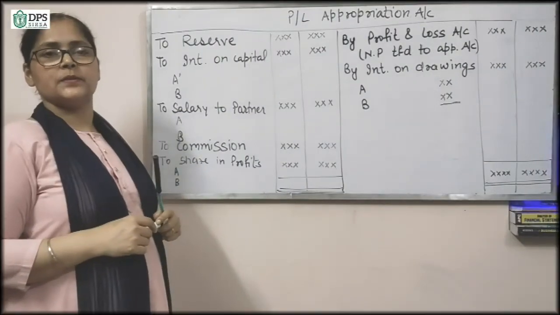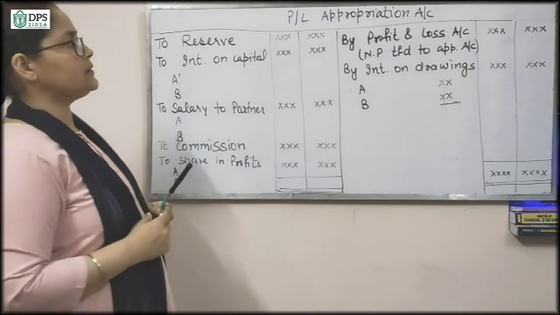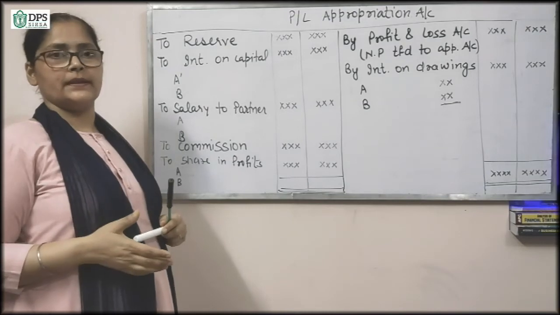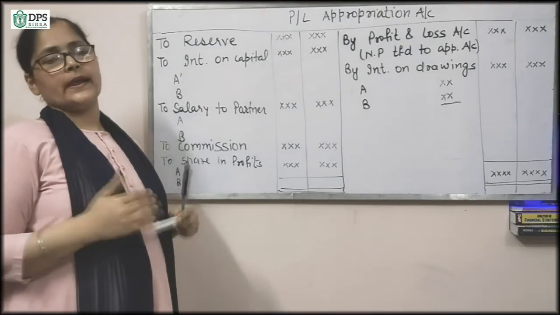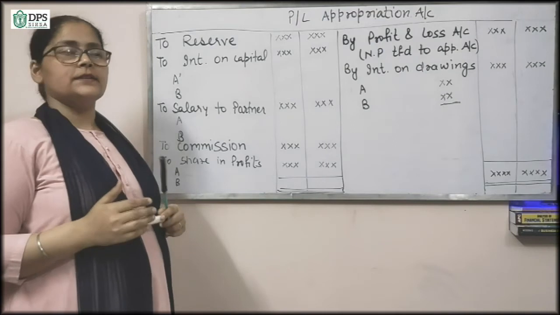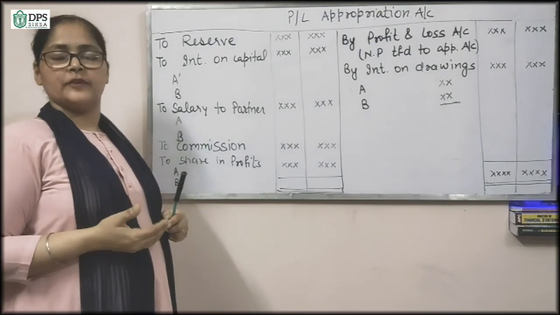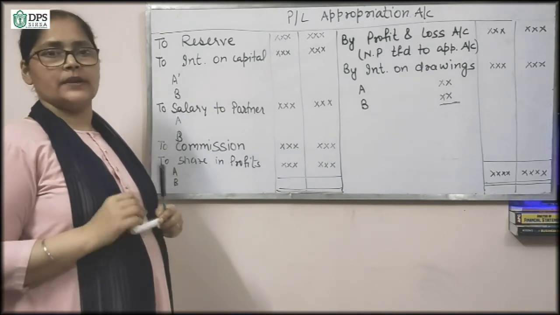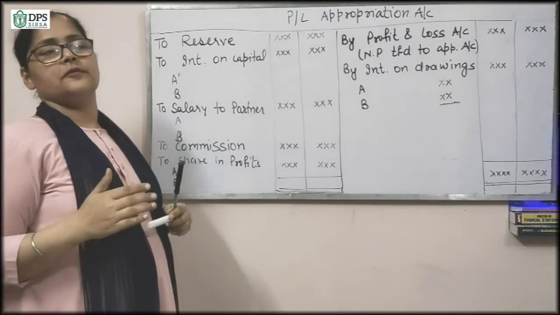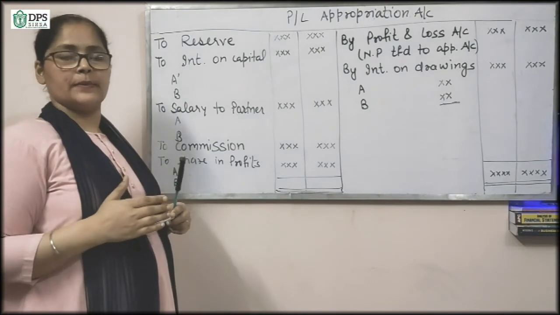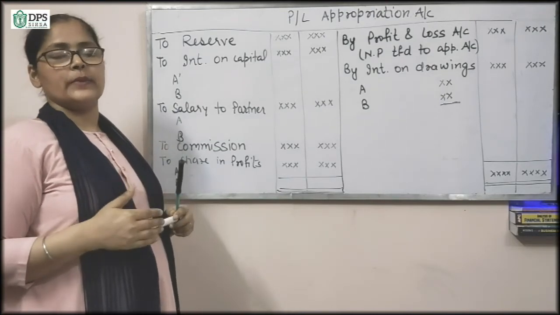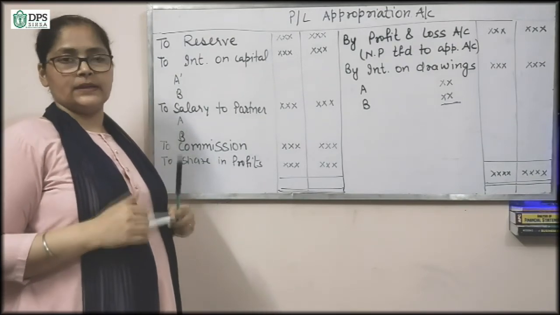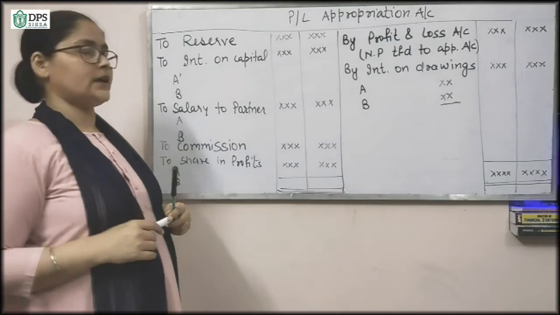One thing remaining to tell you is that whenever there is a fixed capital account, two accounts are maintained, that is the capital account and the current account. When there is a case of fluctuating capital, then only the partners' capital account is maintained. So in fixed capital, we maintain two accounts, one the capital account and the other the current account.